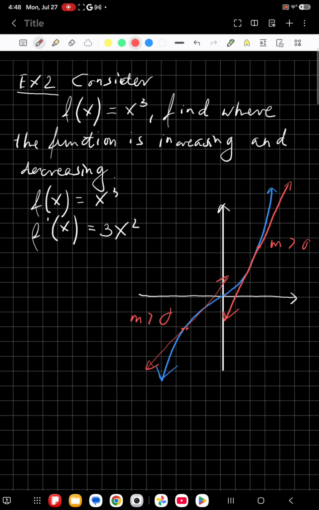Even if you look at this point right here, if you calculate the slope right there, then you get the slope equals 0. But even though the slope is 0, the function is also increasing at this particular point at the origin, because when you look at the definition, the definition basically tells us that.